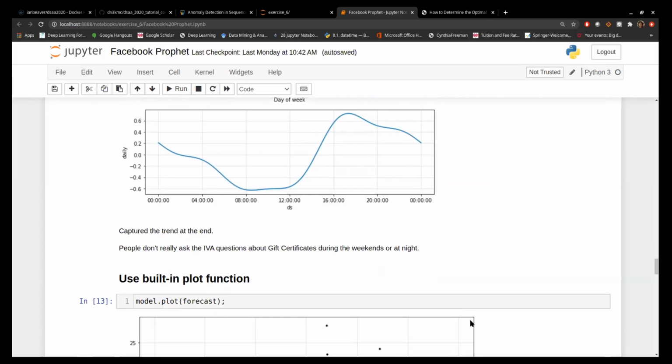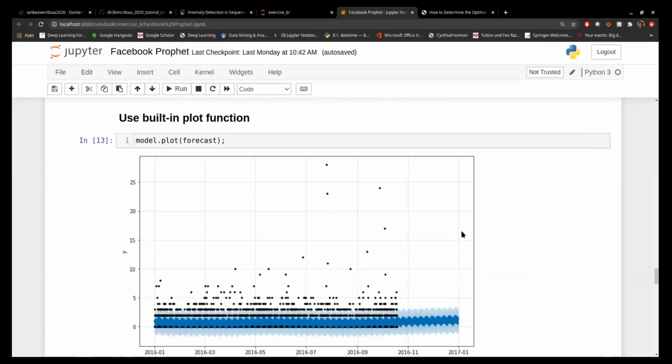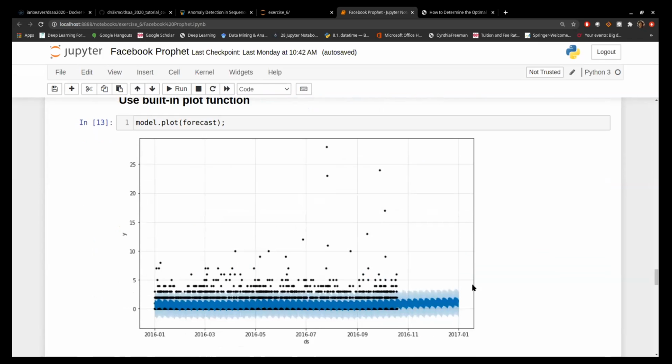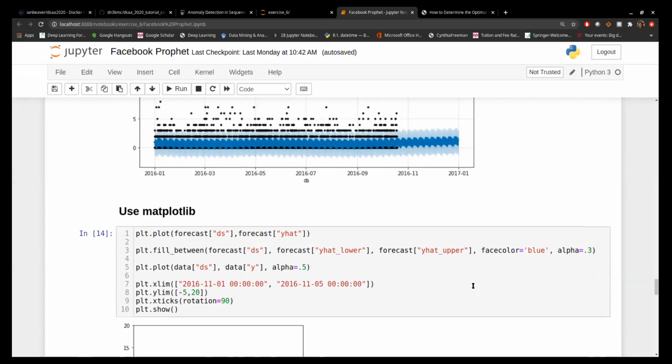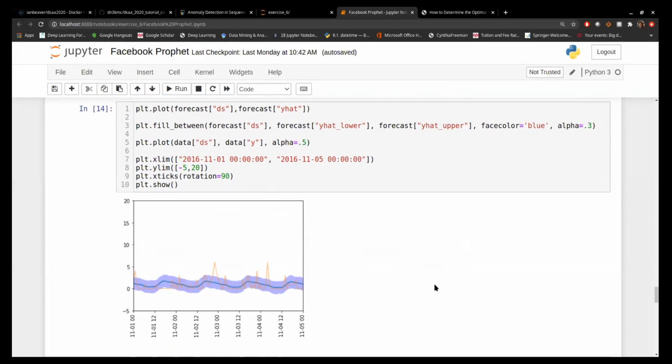So now you can use a built-in plotting function from Prophet, but I've never been really that impressed with it. I always think it's sort of hard to see. So I actually use matplotlib to have a better look. And I zoom in on an arbitrary 5-day range. And the actual data is the orange line, and the dark blue line is the forecast. And the light blue fill is the confidence interval.